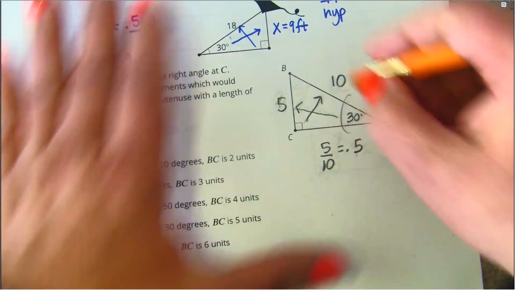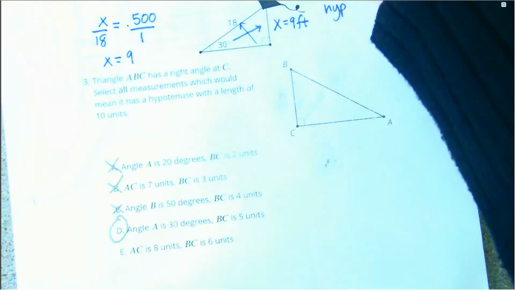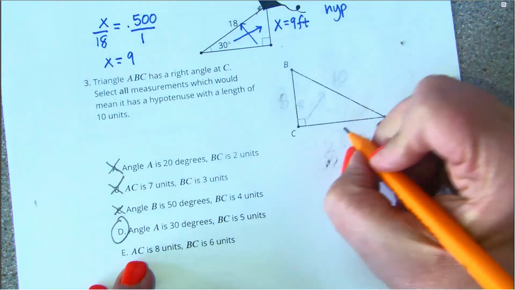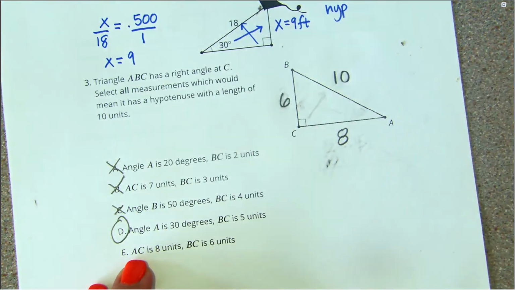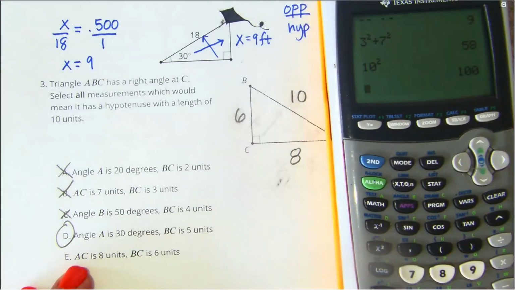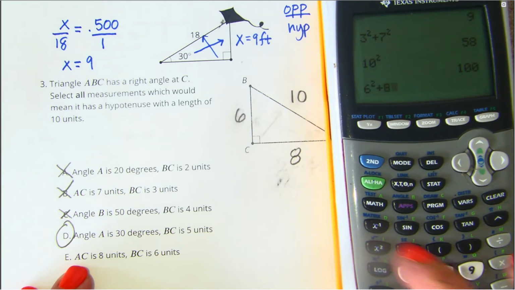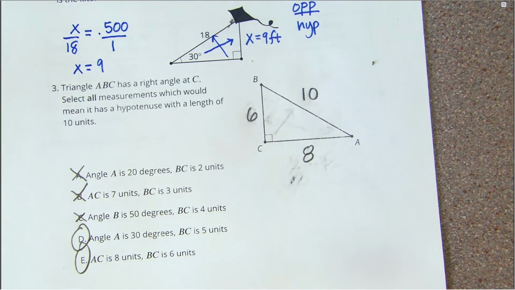Okay, and then the last one. AC is 8, BC is 6, and they want this to be 10. Is that going to work? If this is true, this squared plus this squared should equal that squared. Let's check. 6 squared plus 8 squared is 100. Is that what 10 squared is? Ding, ding, ding. That works.